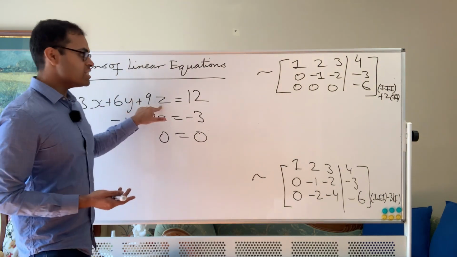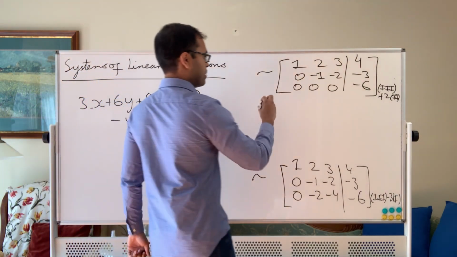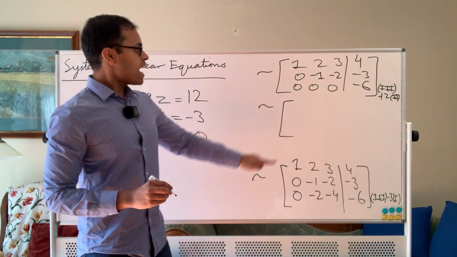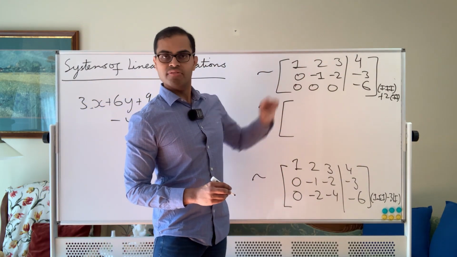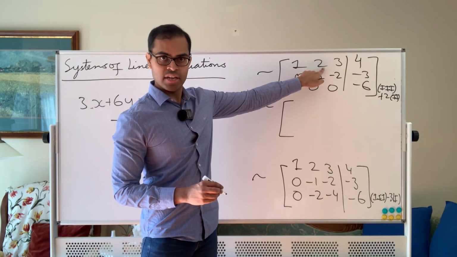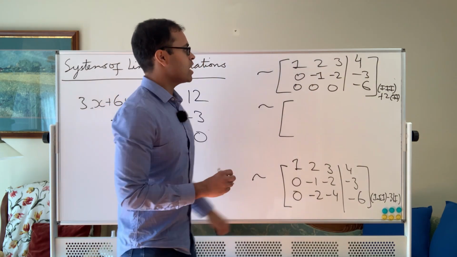I'm just going to write x in terms of z. That's what I'm going to do in this step. So I'm going to eliminate this 2 here. I'm going to add on twice the second row to the first row. Okay, so if you minus 2 from the 2 here, you're going to get 0. So twice the second row added to the first row.